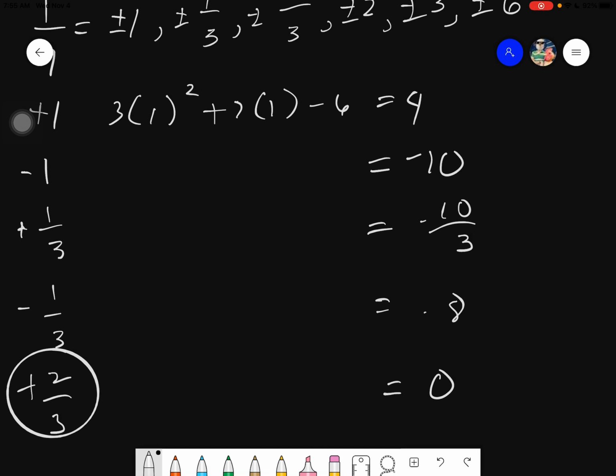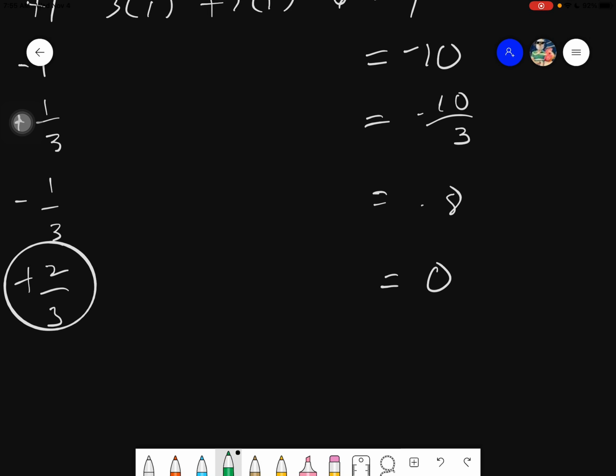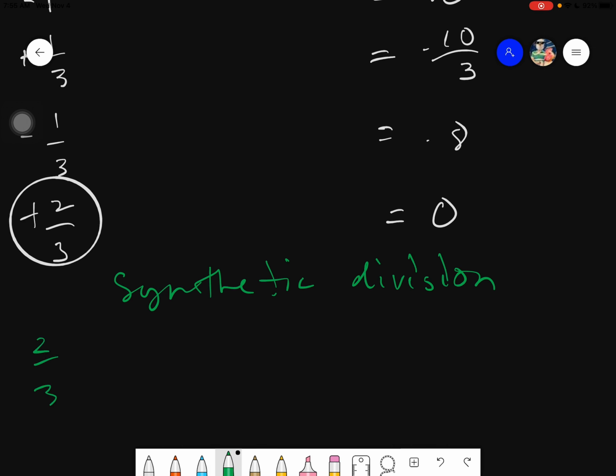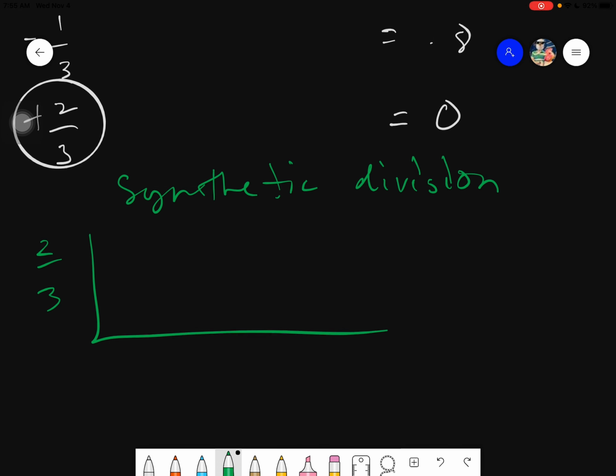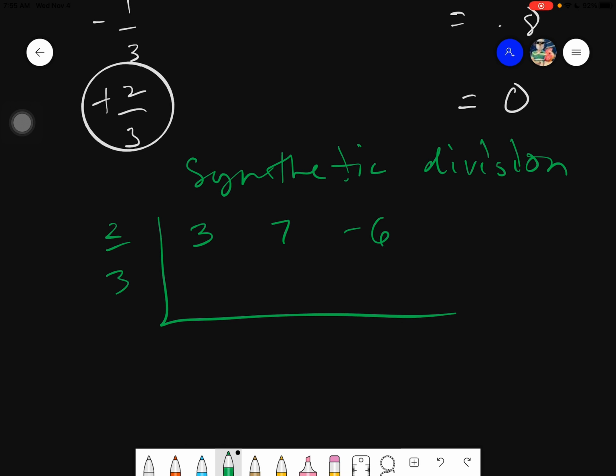And then of course, when you have identified your rational 0, and you have identified that it is a factor, now we proceed to synthetic division. Synthetic division again. In synthetic division, you will take that number 2/3. You will divide the given by 2/3, and the given is 3, 7, and negative 6. Having 3, 7, negative 6, let's try 3.